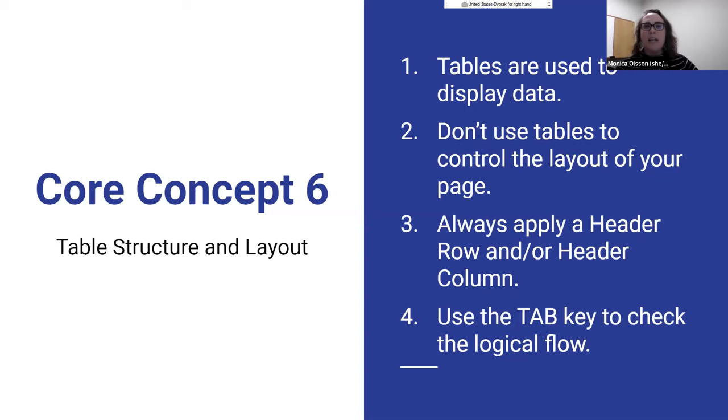The reason why applying a header row or header column in your table is important is it associates the data appropriately. So if you are relying on assistive technology and you're navigating a table, you're going to navigate left to right, top to bottom. If there's no header row, your screen reader is just going to read the individual cells as it moves along. But if there's a header row or a header column applied, the screen reader will actually tell you how that information is associated within the table. So let me move on to the next slide to give you a better visual of what I mean.